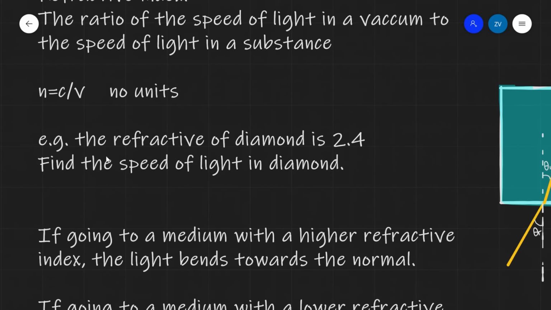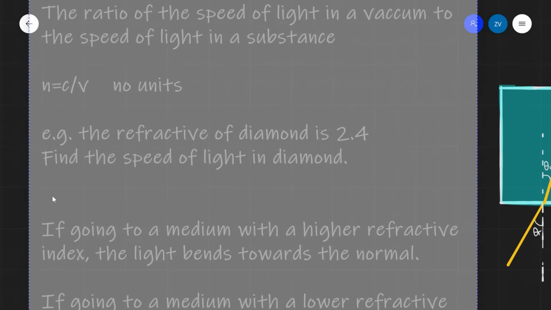Let's do a little example. The refractive index of diamond is 2.4. Find the speed of light in diamond. It's quite an extreme example, but because n is equal to c over v and n is 2.4, which is really high, the speed of light in diamond will be quite low.